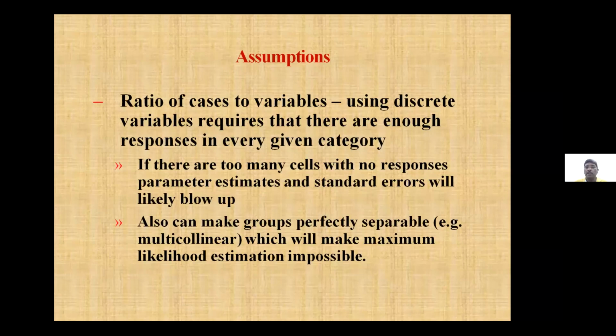If there are too many cells with no response, the parameter estimate and standard error will likely blow up. It is too much, so you cannot analyze. Everybody is saying that you should go through the sample size and scrutinize your data. It can also make groups perfectly separable, for example multicollinearity, which will make the maximum likelihood estimate impossible. We should be very careful about multicollinearity.